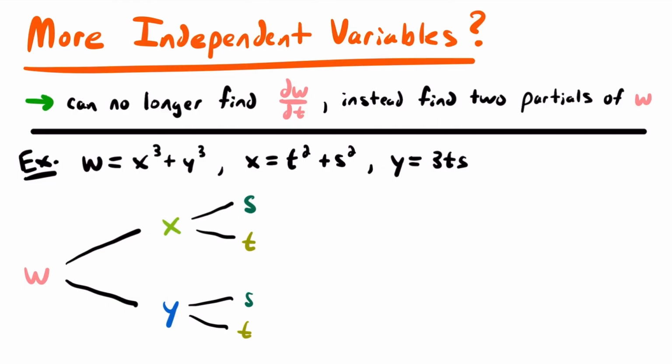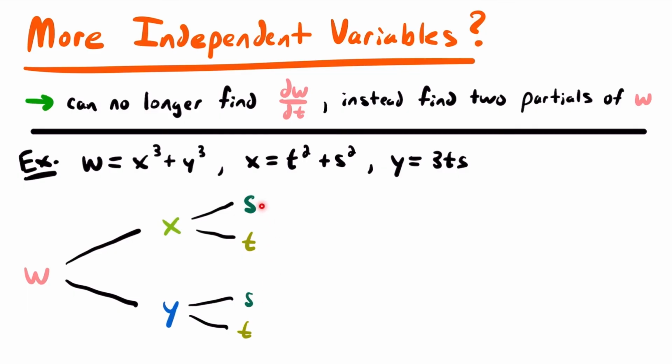Specifically, what's going to happen is all of the derivatives that we will take will be partial derivatives. There are no more regular derivatives here because there are multiple independent variables. Okay, and so back to what I was saying earlier, we're not just going to be finding one derivative anymore, dw dt. That is gone. Now we have to find two partial derivatives, one for each of the independent variables. Okay, the number of independent variables in your tree will tell you how many partial derivatives you have to take.